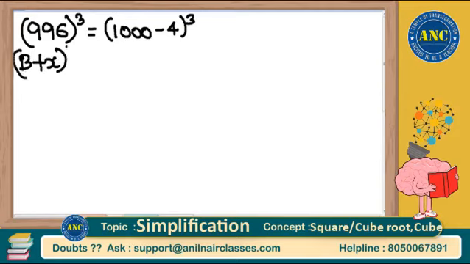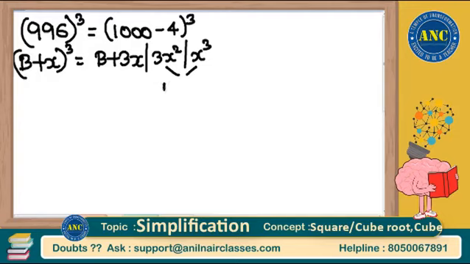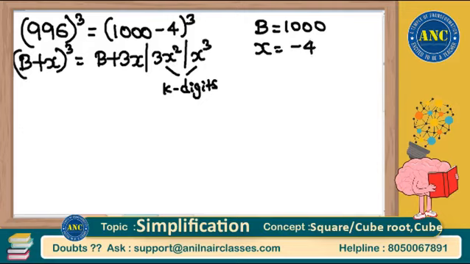(b plus x) whole cube is b cubed plus 3bx slash 3x squared slash x cubed. Last two places should have k digits, right? In this particular question, b value is 1000. What is the x value? It is minus 4. Do not ignore that negative. If you ignore the negative, there is a chance that your marks will become negative. Do not ignore negative. Now see here, sir.